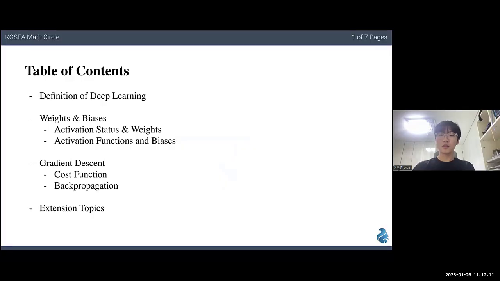This presentation is going to proceed in the following order. First, I will provide a definition of deep learning with an example that we will stick with throughout the lecture. Then, we will discuss the key components that allow deep learning to occur, weights and biases. Finally, we'll dive deeper into how these weights and biases can be altered to improve the performance of the prediction model. The lecture will close with possible extension topics to better our understanding of various AI models.